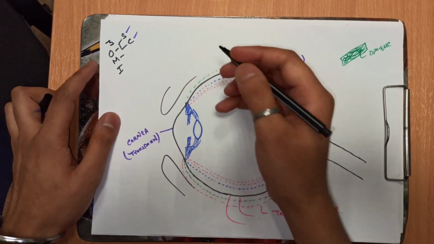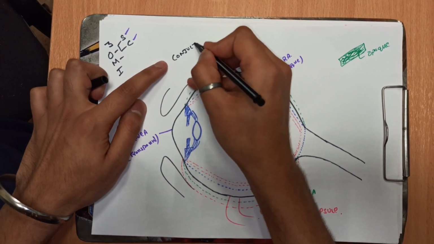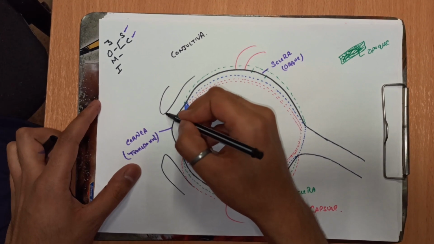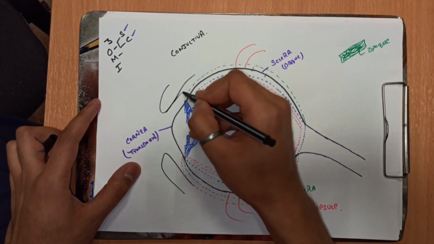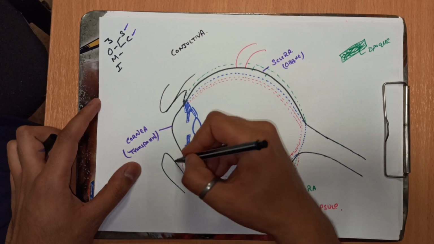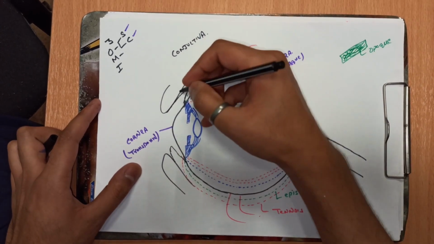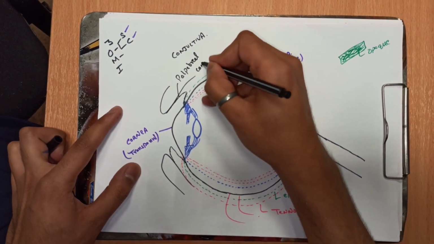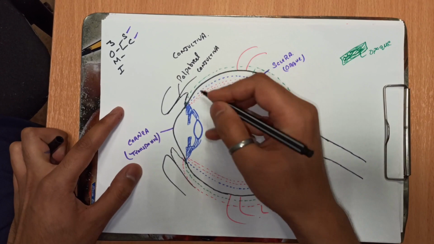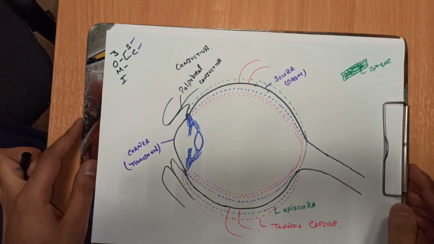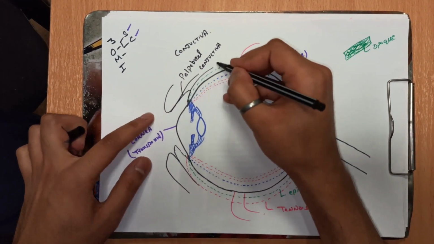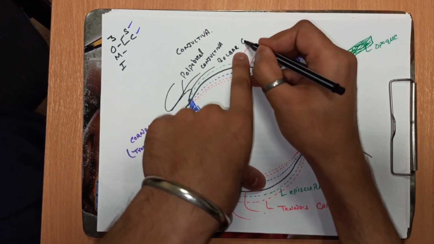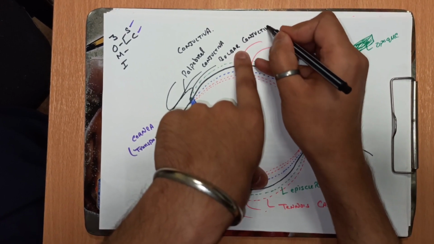You might have heard about the conjunctiva. Starting from here, the conjunctiva which is attached here is called the palpebral conjunctiva, and the conjunctiva attached to the sclera is known as the bulbar conjunctiva.